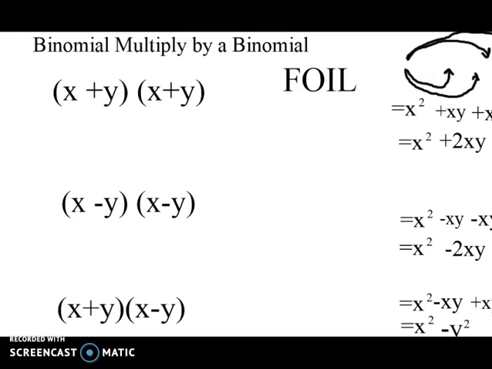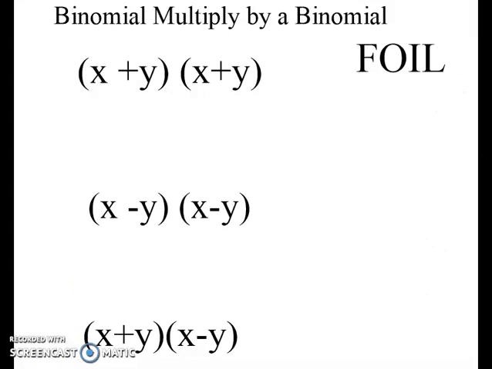Let's see what this will give us when we multiply in this manner of FOIL. So x multiply with x will give me x squared. X multiply with y will give me xy. Y multiply with x will give me yx, but I write it in alphabetical order so that it is easy for me to spot when there are like terms. And then y multiply with y will give me y squared.